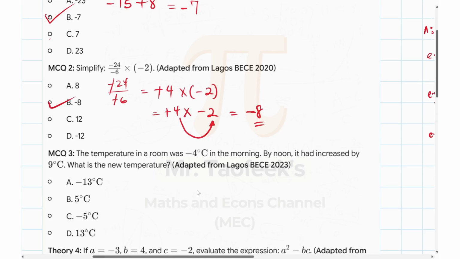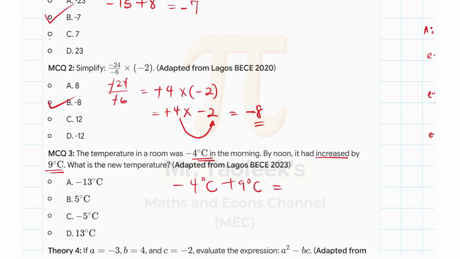It's very easy, right? Now, the temperature in the room was -4 degrees Celsius in the morning. By noon, it had increased by 9 degrees Celsius. What is the new temperature? So we have -4 degrees Celsius. Increase means we add 9 degrees Celsius.